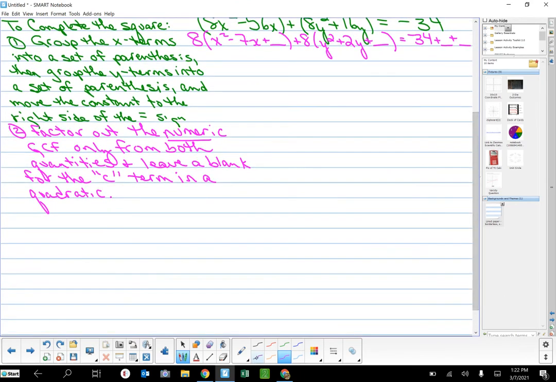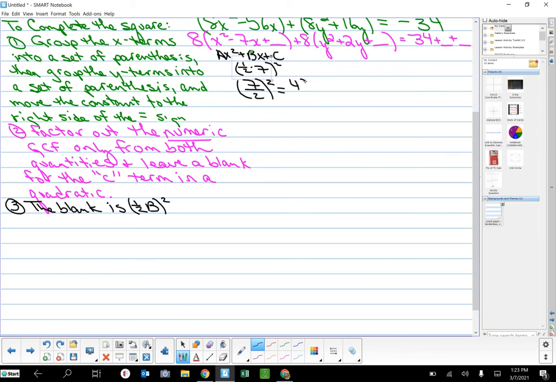Okay, the next one, let's do something very different in color. Step 3, the blank is 1/2 of the B term squared. So this first one is a little gross. This B term, right? These are in terms of ax squared plus bx plus c, so we're creating a C term. We're going to take 1/2 of 7 and square it. Well, that's 7/2. We're going to square it. So that's 49 over 4. And that's going to go in that blank.